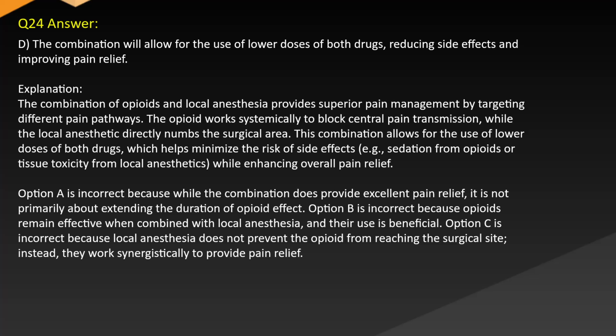This combination allows for the use of lower doses of both, which helps minimize the risk of side effects, e.g. sedation from opioids or tissue toxicity from local anesthetics, while enhancing overall pain relief. Option A is incorrect because while the combination does provide excellent pain relief, it is not primarily about extending the duration of opioid effect. Option B is incorrect because opioids remain effective when combined with local anesthesia, and their use is beneficial. Option C is incorrect because local anesthesia does not prevent the opioid from reaching the surgical site. Instead, they work synergistically to provide pain relief.